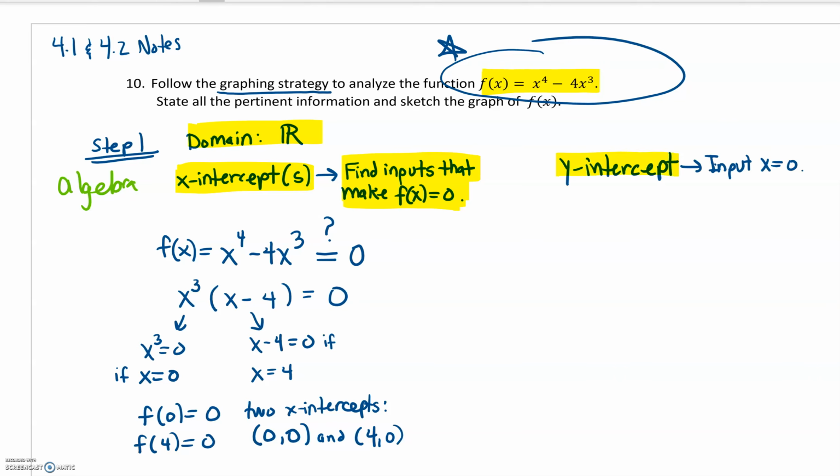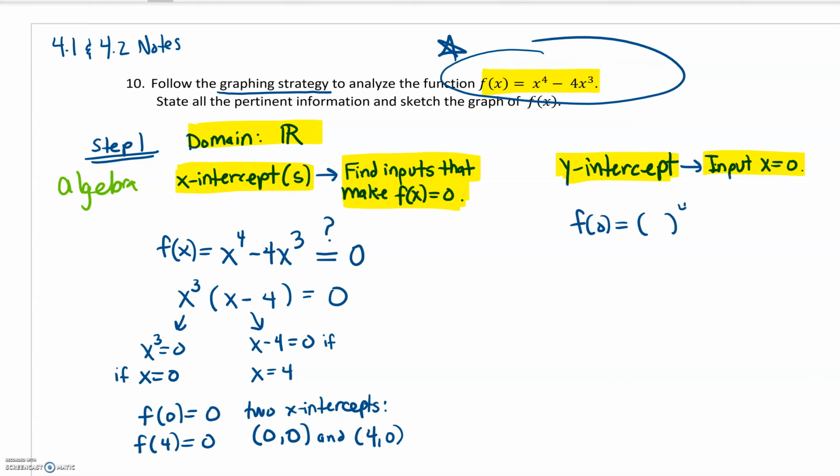Okay, now we need to find the y-intercept. That's the easier one. We just input x equals 0 because remember, if you're on your y-axis, that y-intercept is going to cross the y-axis when x is 0, right? X is 0, we just have to find the height of that y-intercept. And there's only one y-intercept. Because we have a function, it has to pass the vertical line test. So this one's the easy one. We just input a 0 into our function rule.